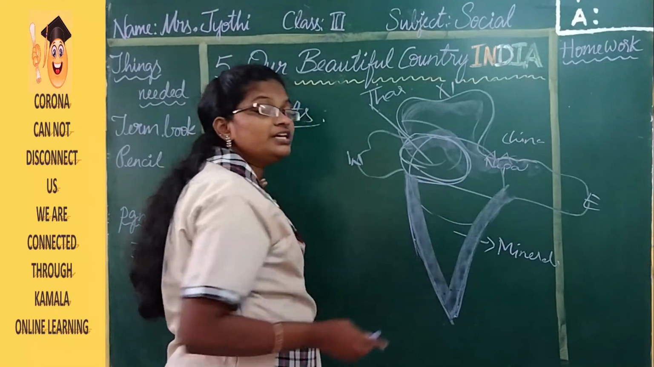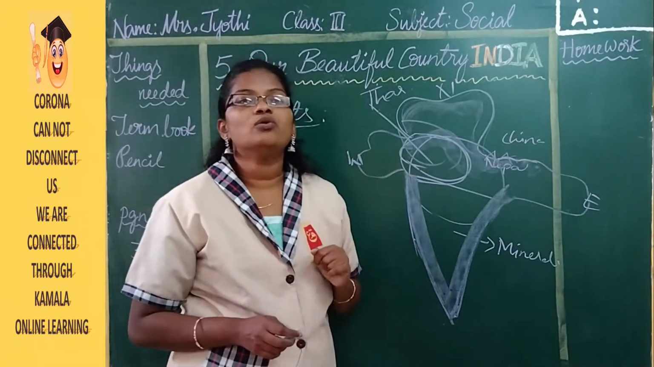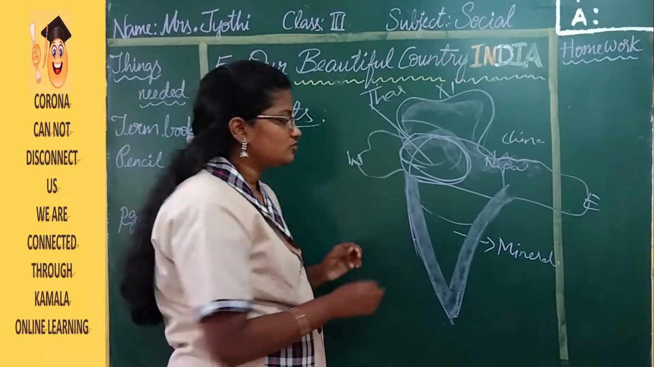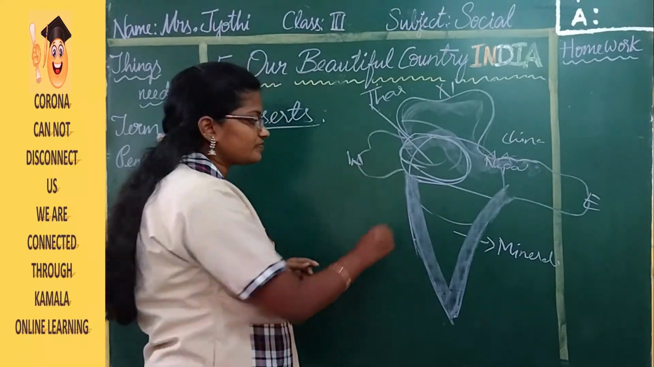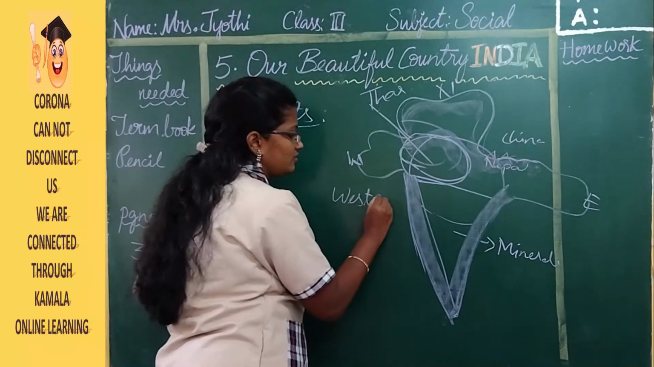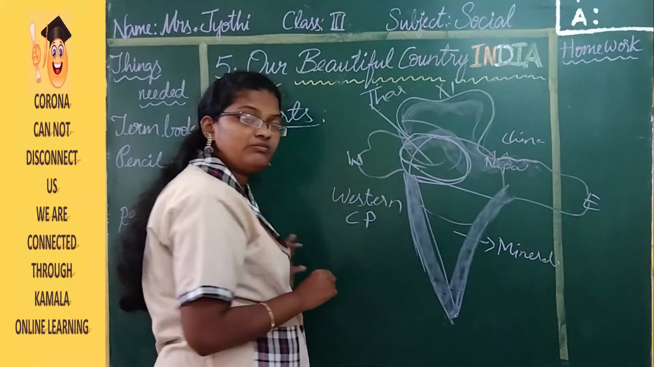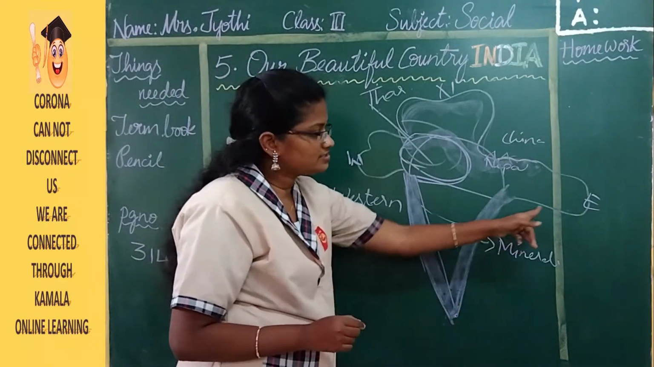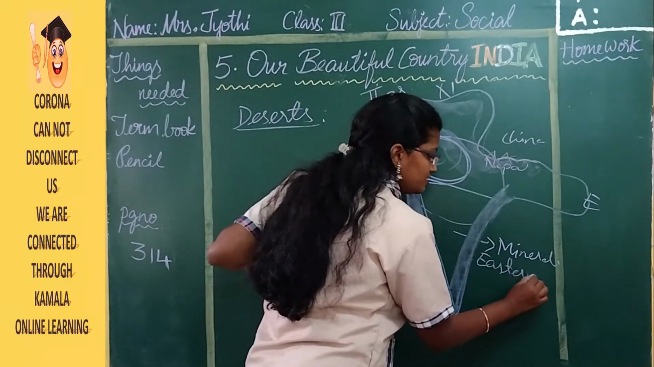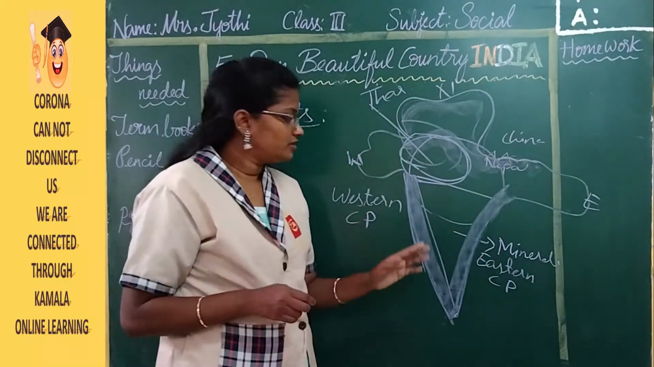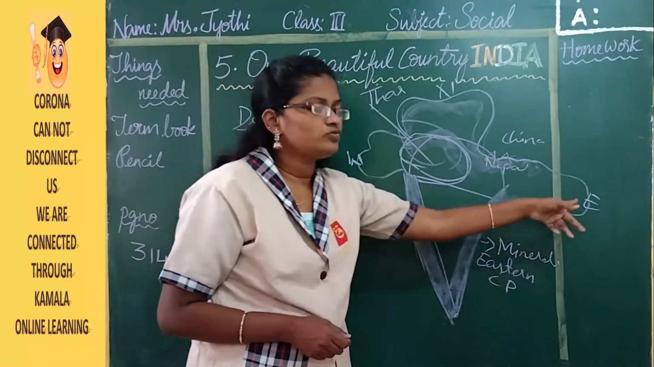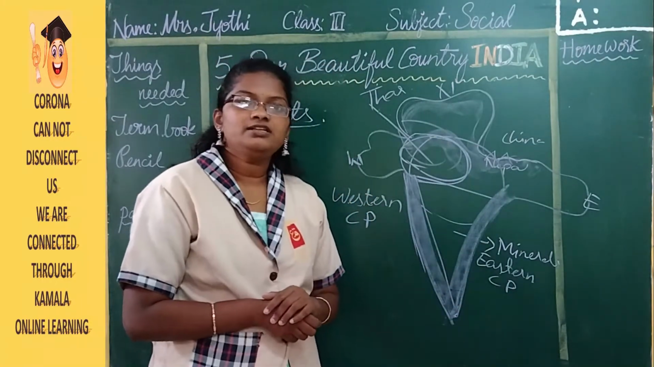And the place over here is very flat and it is low. So if it is low and flat, we call it plains. So it is the coastal plain. This particular part we call the western coastal plain, and this is towards the east side, so we call it the eastern coastal plain. The part towards the western side we call western coastal plain, and the part towards the eastern side we call the eastern coastal plain.